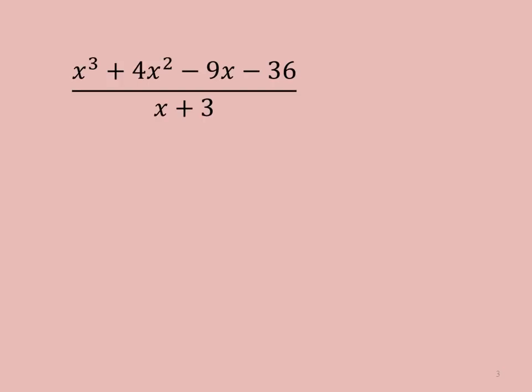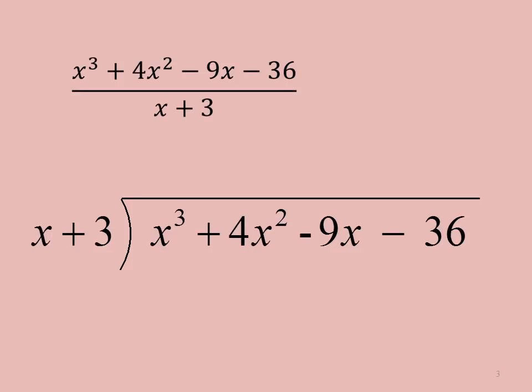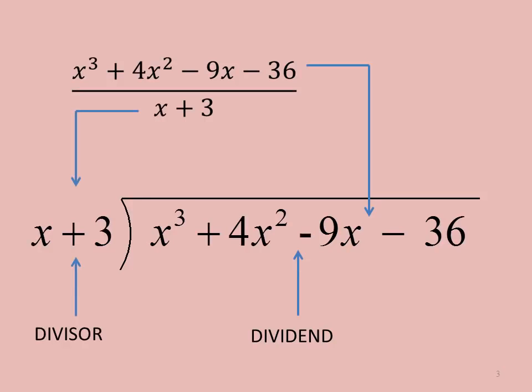Let's look at this example. x cubed plus 4x squared minus 9x minus 36 all over x plus 3. This question needs to be rewritten in the bus stop method. The numerator, or the dividend, needs to be written inside the bus stop. The denominator, or divisor, needs to be written outside of the bus stop. Note that the terms inside the bus stop must be written in descending powers of x.